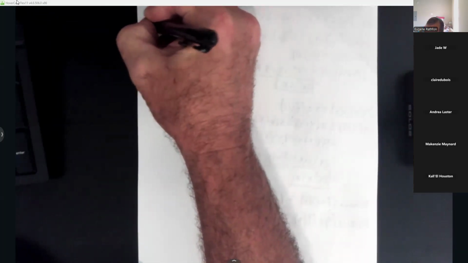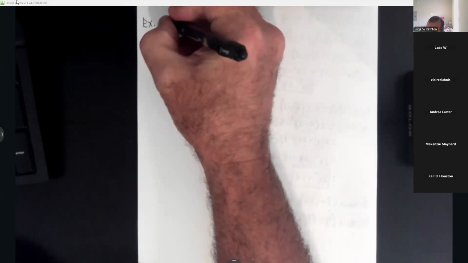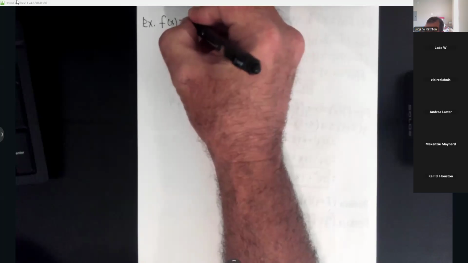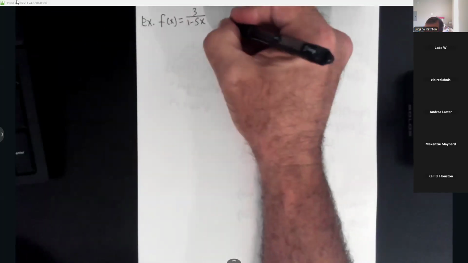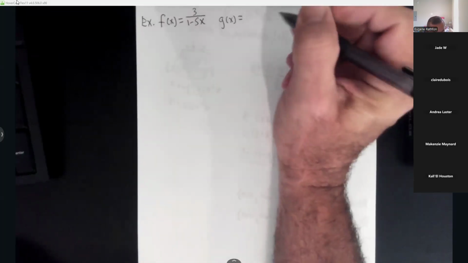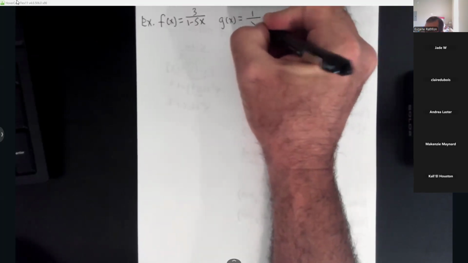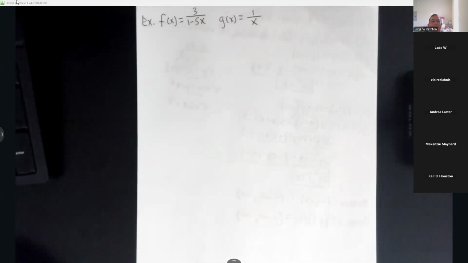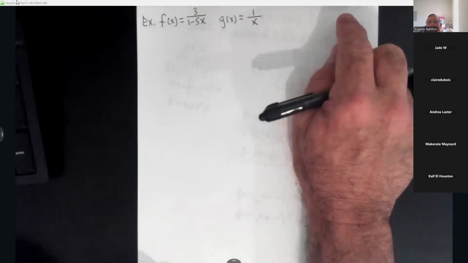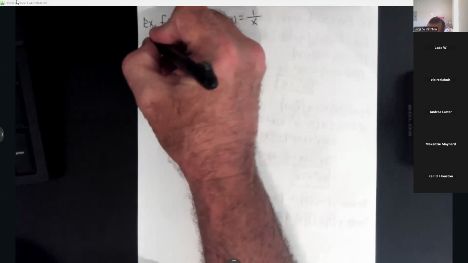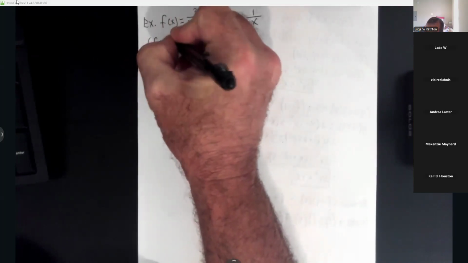So y'all, let's see what they did to us on this last one. For this one, look here, f of x equals 3 over 1 minus 5x. So there's a fraction. And then g of x is going to equal 1 over x. So for the last one, they definitely gave me two fractions, okay? So we're still going to find f of g of x, g of f of x, and the domains of each. So I'm going to start with f composed with g of x.